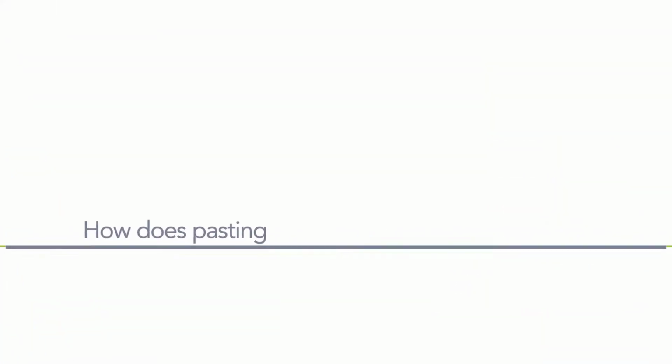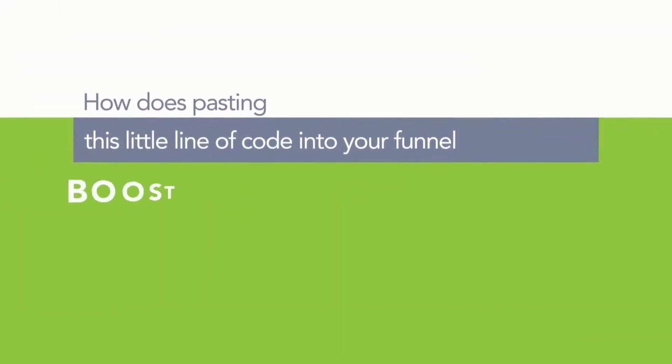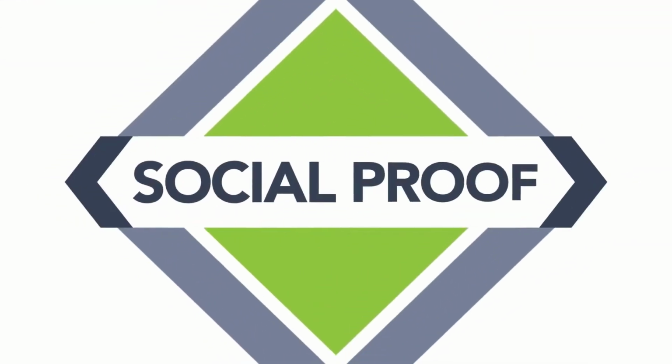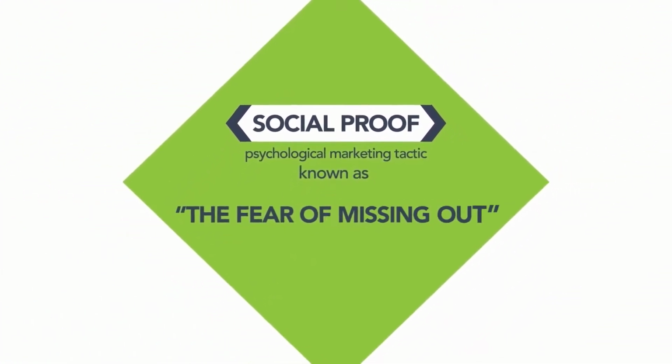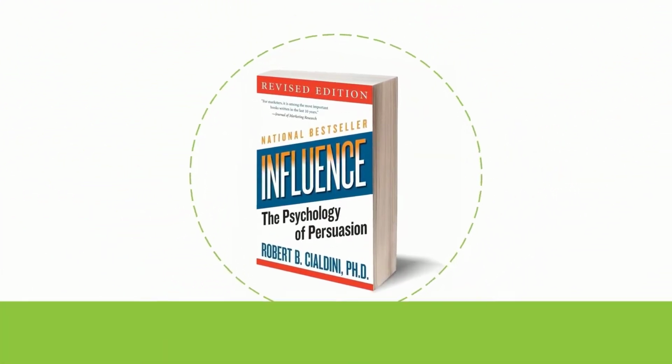So how does pasting this little line of code into your funnel boost conversions immediately? The reason is simple. Social proof and the psychological marketing tactic known as the fear of missing out. A famous book called Influence, The Psychology of Persuasion says, when people are uncertain, they look to the actions of others to guide their own actions.